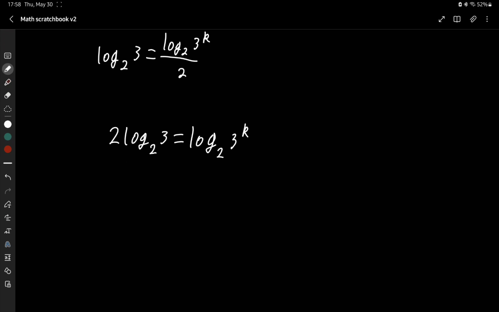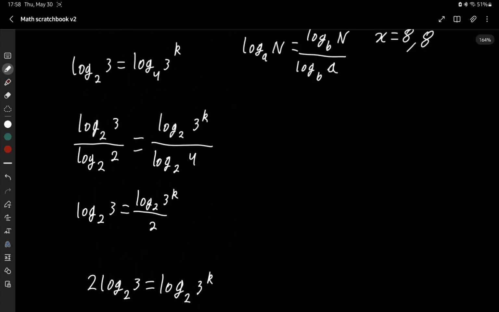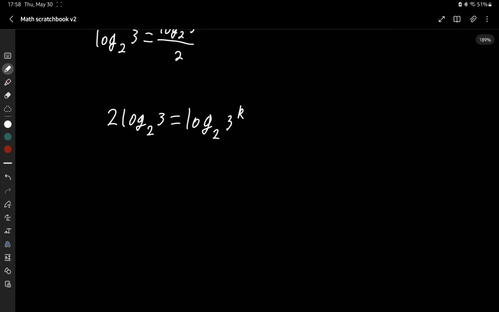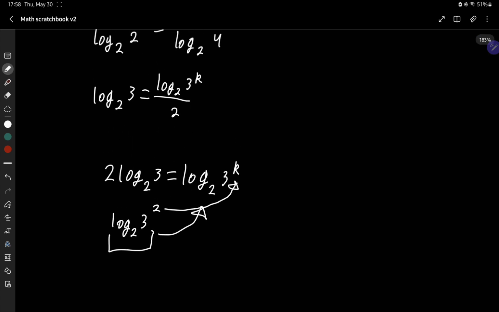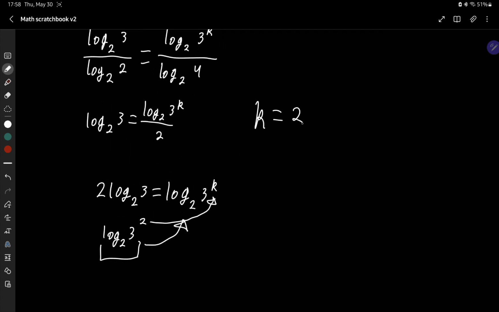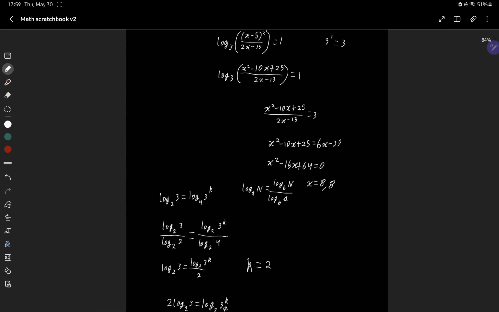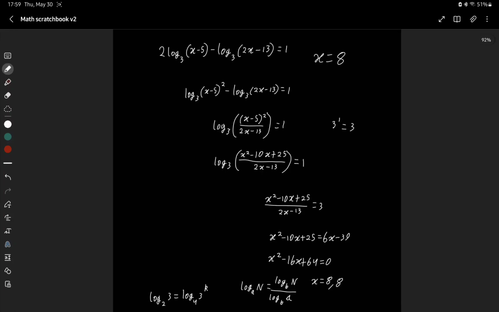And remember, this is where the power rule comes in. We didn't see it earlier, but the power rule is also involved. So that just means log 2 of 3 to the 2. And as we can see, the base and the function here are the same as the base and function here, and then we just have the squared on the top. So k equals 2. And that's the solution for both of those problems. Yep, see you later.